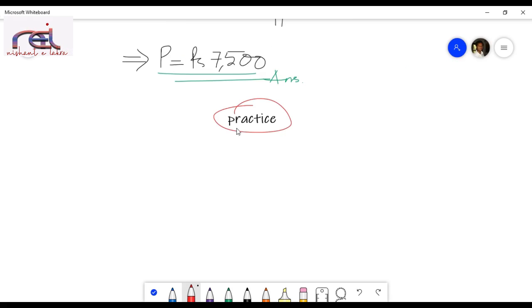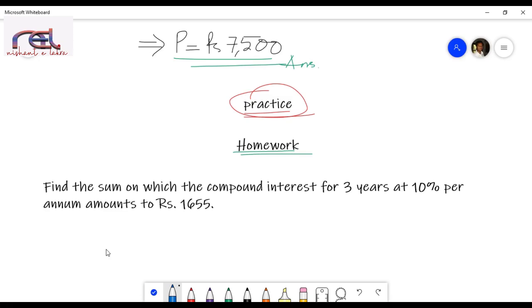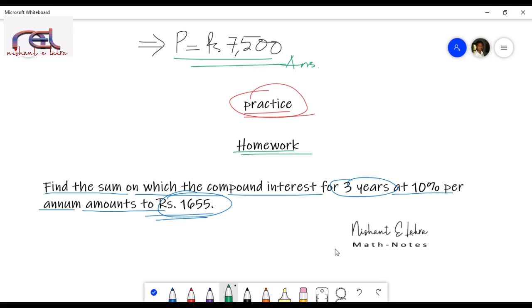Keep practicing. This is what I tell every time, and there is a homework for you, and I'm sure that you'll be able to do this homework by yourself. Here it is. Find the sum on which the compound interest for 3 years at 10% per annum amounts to rupees 1655 interest. I hope you can do it. Keep studying and keep learning and keep practicing.